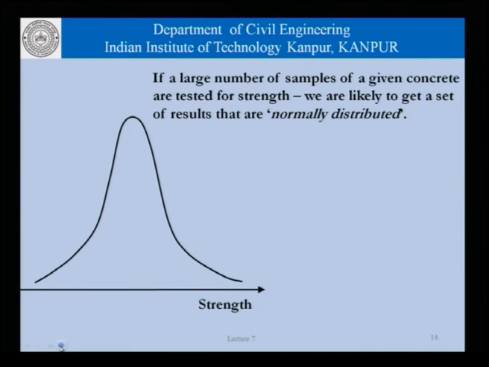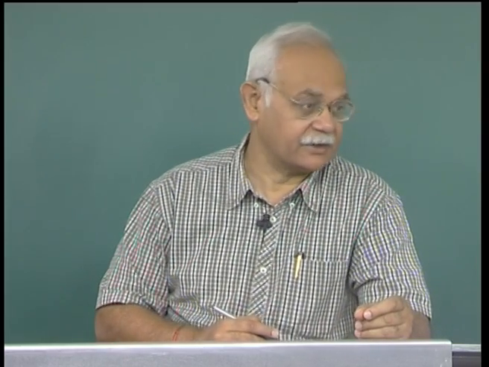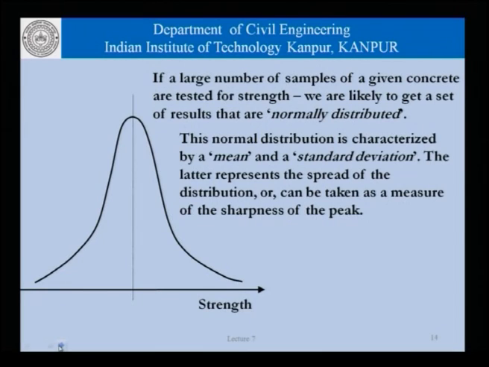And I am not getting into the details of statistics. The normal distribution is what is largely assumed, and let us leave it at that. And this normal distribution, as I said, is characterized by a mean, and a standard deviation, which essentially represents the spread of the distribution. It can be measured or qualitatively understood in terms of the sharpness of the peak of the distribution. So, these two parameters, the mean and the standard deviation, characterize a normal distribution.